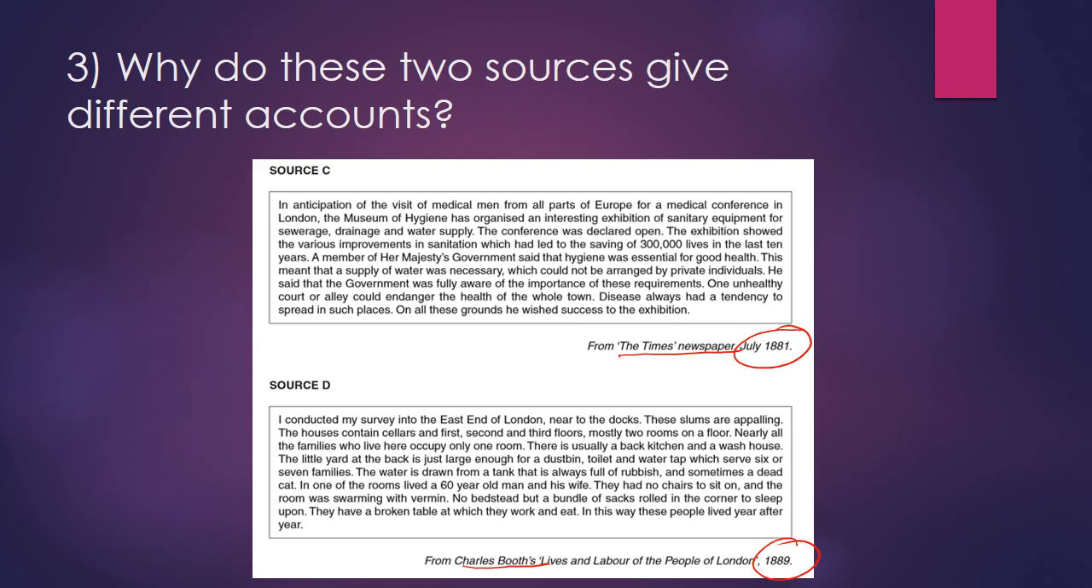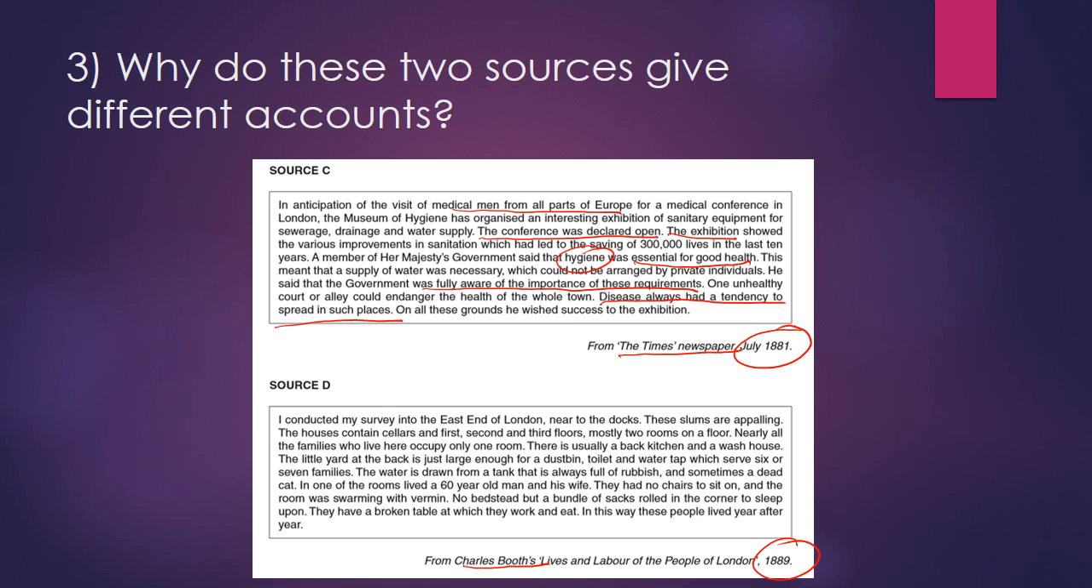So if you look at the content, the key feature of source C, obviously read this source in your own time, but the key content here is that it's referencing a conference declared open. Medical men from all parts of Europe are taking place. It's an exhibition, and it's talking about essential for good health, and it's talking hygiene. Then it mentions, he said that the government is fully aware of the importance of these requirements. Fascinating, because that suggests that the government are trying to do something. Disease always had a tendency to spread in such places. So it's talking about alleys, unhealthy courts, which is linked to Charles Booth here.